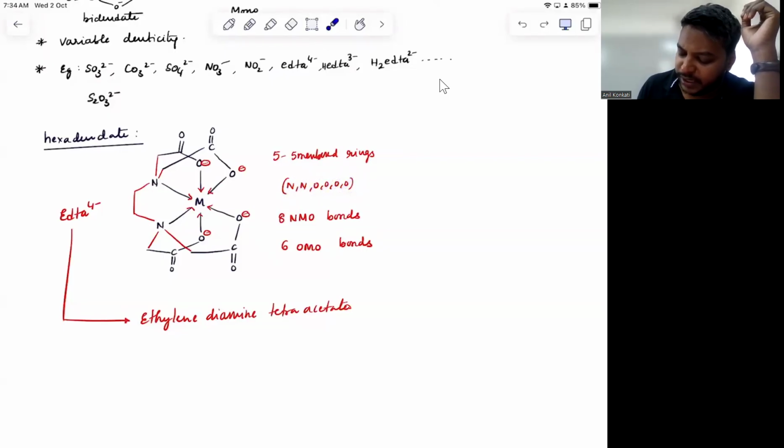Okay. And the type of bonds, you notice that N-M-N, we have one bond. N-M-O, I have eight such bonds here, like this, like this. We can see eight such bonds, four with one, like this, and four with another one, like this and like this. These are four bonds. O-M-O bonds, I have six of them, like this. So these are the various types of bonds which you will have in this case. Clear?